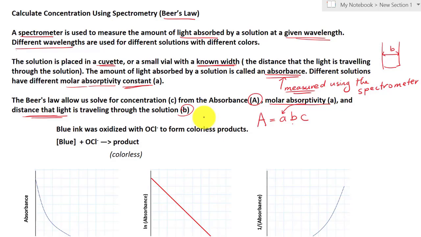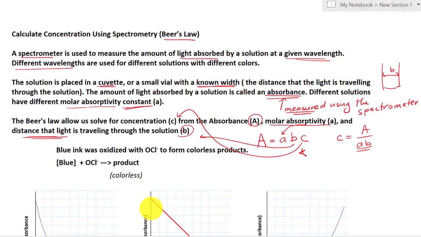Now, what about the last one? The last one is concentration. This is our target right here: the concentration of the substance in the solution, or the concentration of the solute in the solution. This is what we're going to look at most. So in order to determine concentration, which is c, we have to look for A divided by ab, this right here. Notice how big A represents absorbance, and the little a represents the molar absorptivity constant.